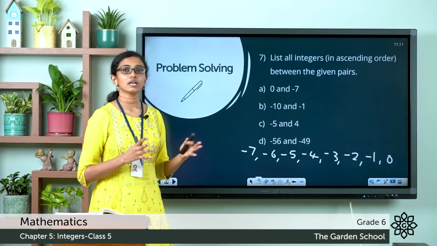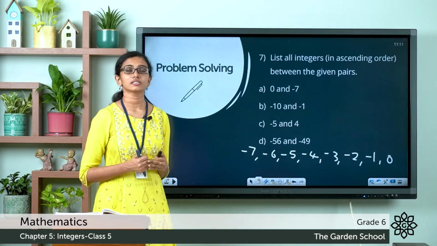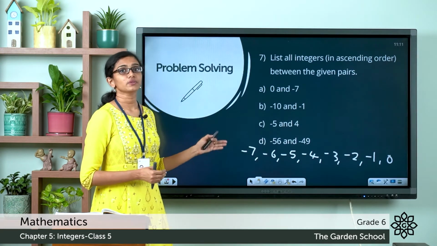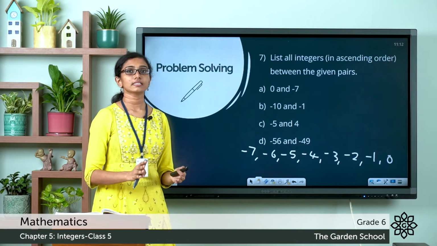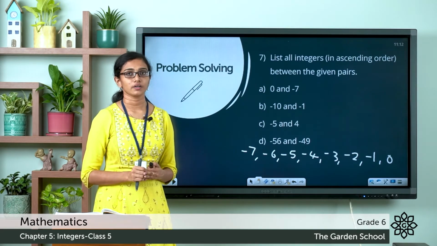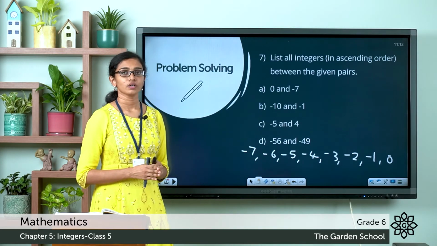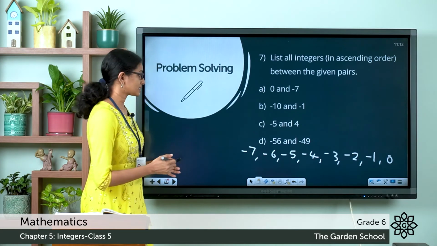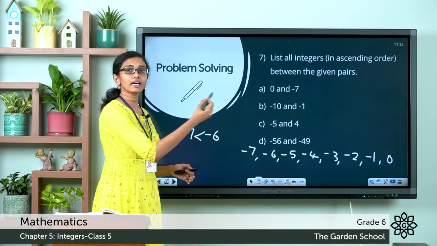Can you tell me which is the smallest integer here? Is it -7 or 0? We know all the negative integers lie towards the left of 0 on the number line. So all the negative integers are less than 0, or all the negative integers are less than any positive integer. So which is the smallest among these? It is -7. So when you put this in ascending order, the first integer would be -7. So the order would be -7 less than -6 and so on.